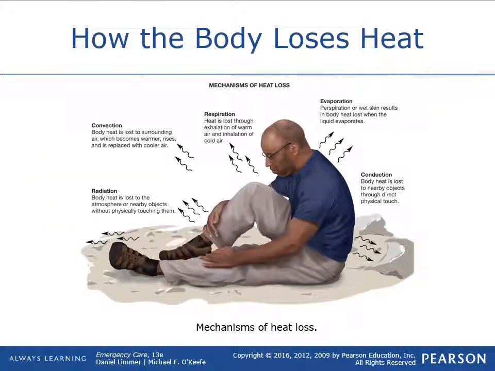The picture gives an illustration of all of those. With respiration, you're breathing out hot air. With convection, the body heat is lost to the surrounding air, which becomes warmer; the warm air comes off you, goes over here, and cold air replaces it. Radiation is body heat lost to the atmosphere or to surrounding objects, so radiation goes to air and other objects, whereas convection is just air. Then there's evaporation from sweating, and conduction by a person sitting on the cold rock: heat goes to the rock, cold goes to the body.